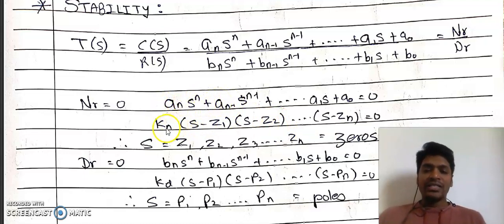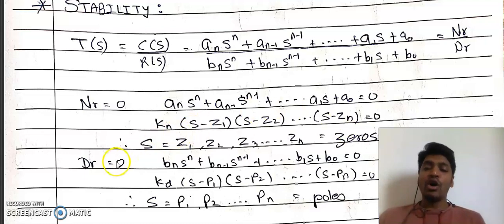So let us say that this is K_n, some constant, into (s minus z1)(s minus z2) and so on up to (s minus zn). So how many roots are there? There are in total z1, z2, z3 up to zn. So there are n roots of the numerator polynomial, and the n roots of the numerator polynomial are called zeros, right? This is the terminology which you need to keep in mind. Zeros are nothing but the roots of the numerator polynomial.